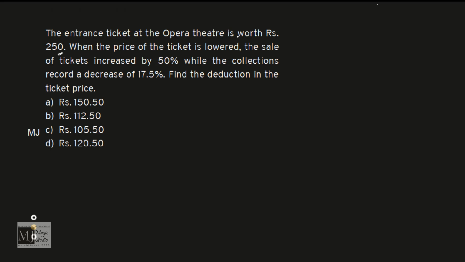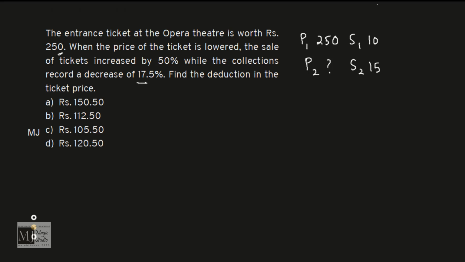The entrance ticket at the Opera Theatre is worth rupees 250. Okay, initially the price is rupees 250. When the price of the ticket is lowered, now the new price is P2. The sale of tickets increased by 50%. Let the initial sale be 10 tickets. Now the new sale would be 10 plus 50% of that. It should be 15 tickets, isn't it?